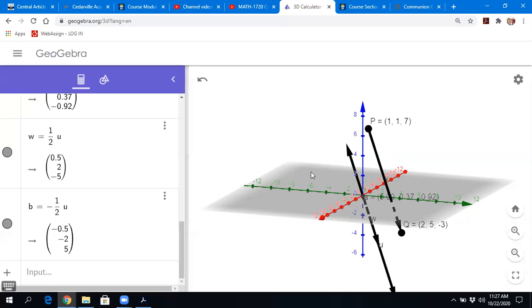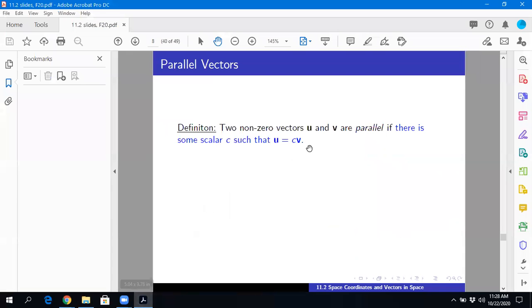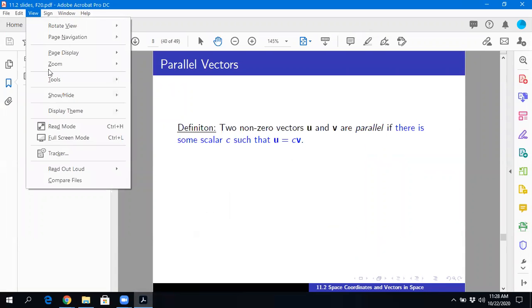We used to call that direction the slope of a line in two-dimensional space. But hidden underneath the surface, the slope really was a vector. It was a vector of some kind, yeah? We'll talk about that later. Okay, so back here.